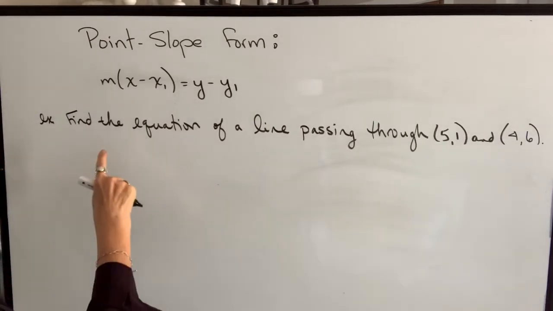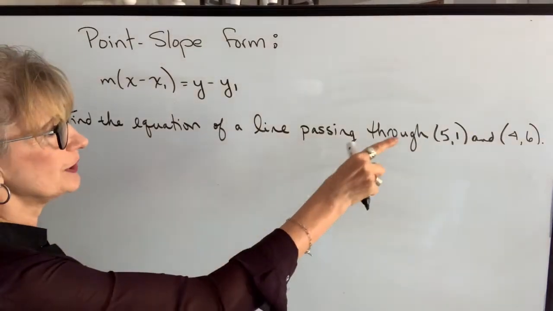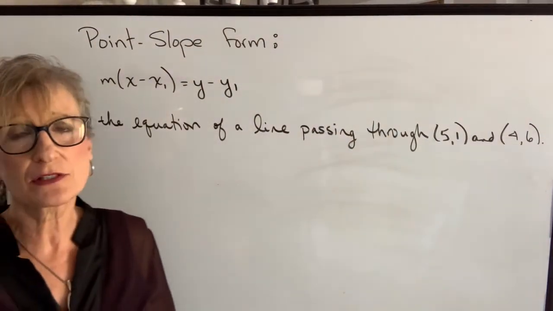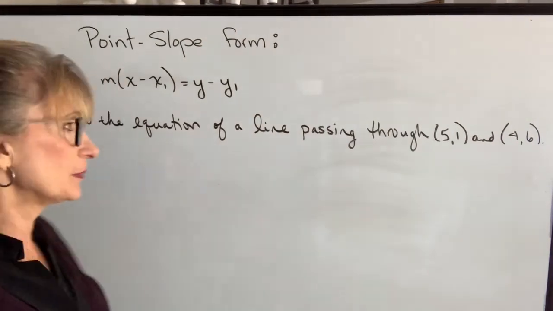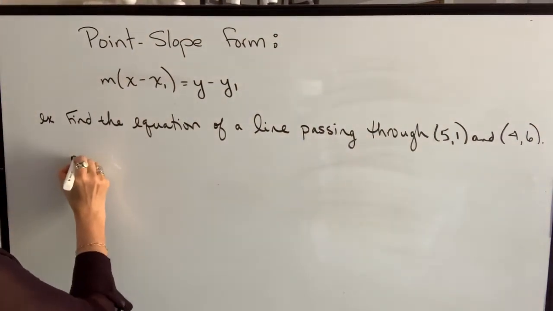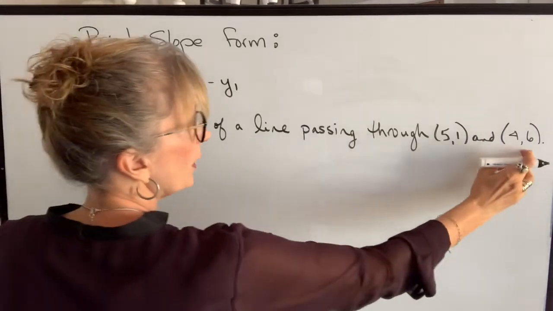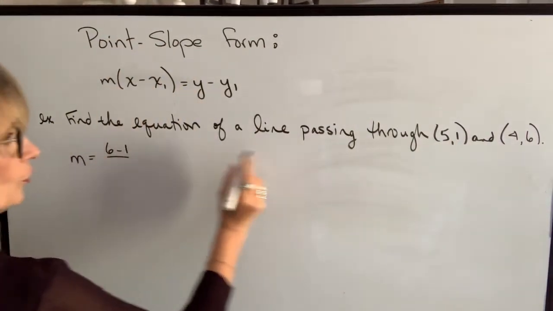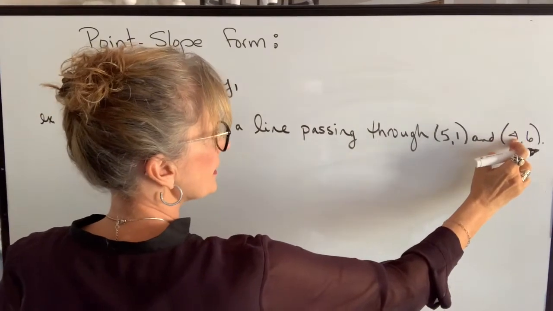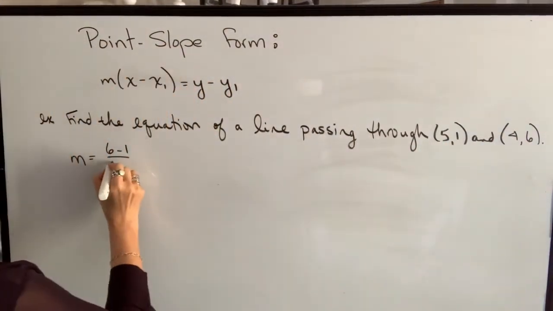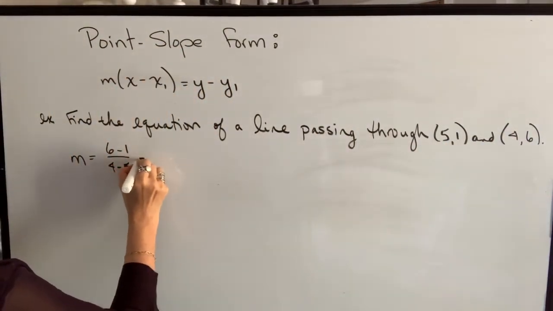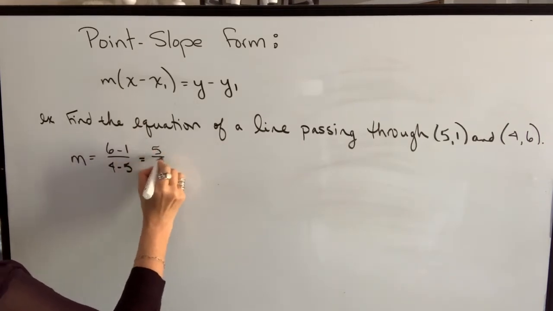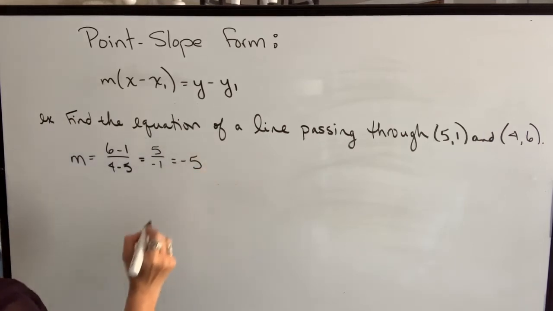So let's take a look at an example. If we were asked to find the equation of a line passing through these 2 points, I don't have the slope in this case, but I know how to find the slope. So I'm going to start with the slope. I'll take this y value minus this y value, so 6 minus 1, over this x value minus this x value, so 4 minus 5. 6 minus 1 is positive 5, 4 minus 5 will be negative 1, so the slope is negative 5.